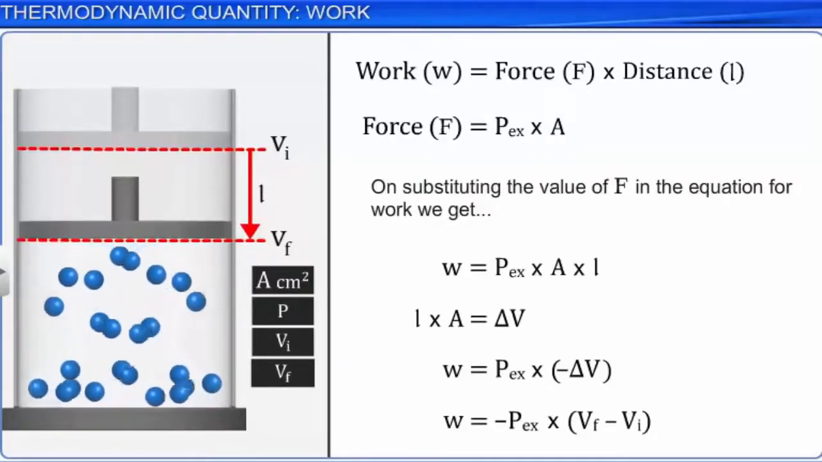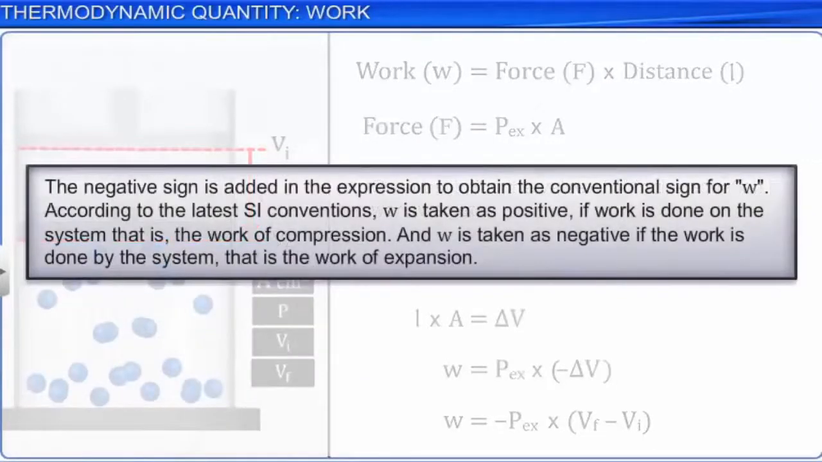The negative sign is added in the expression to obtain the conventional sign for W. According to the latest SI conventions, W is taken as positive if work is done on the system, that is, the work of compression. And W is taken as negative if the work is done by the system, that is, the work of expansion.